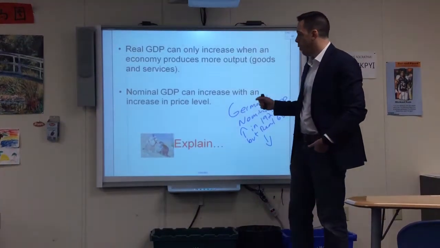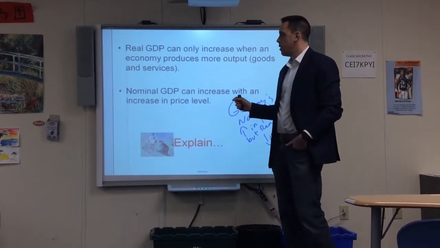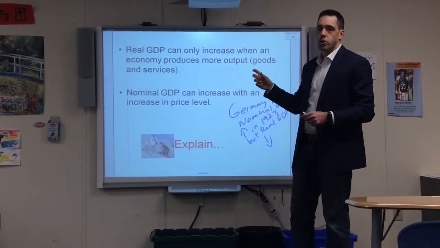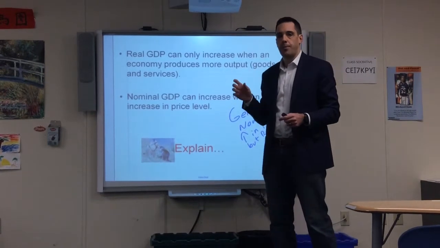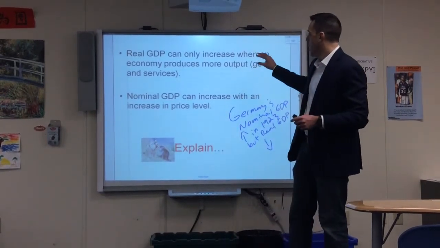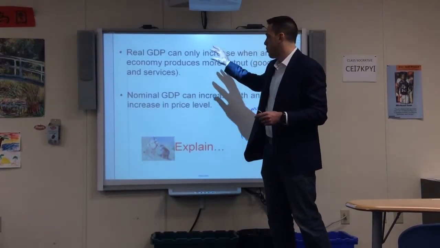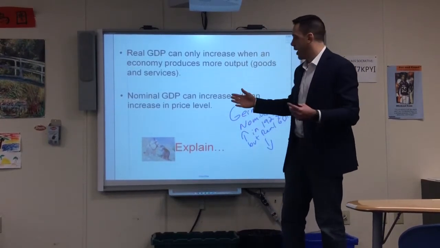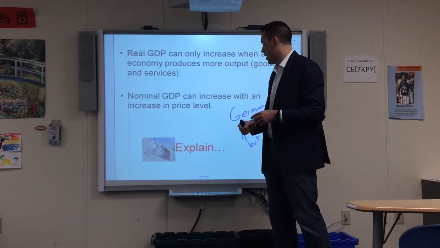We're going to do day 4 of macro unit 2. We're going over fluctuations in aggregate demand, aggregate supply. The first note is about the difference between real GDP and nominal GDP. Real GDP can only increase when the economy produces more output. Nominal GDP will change when there's just an increase in the price level.